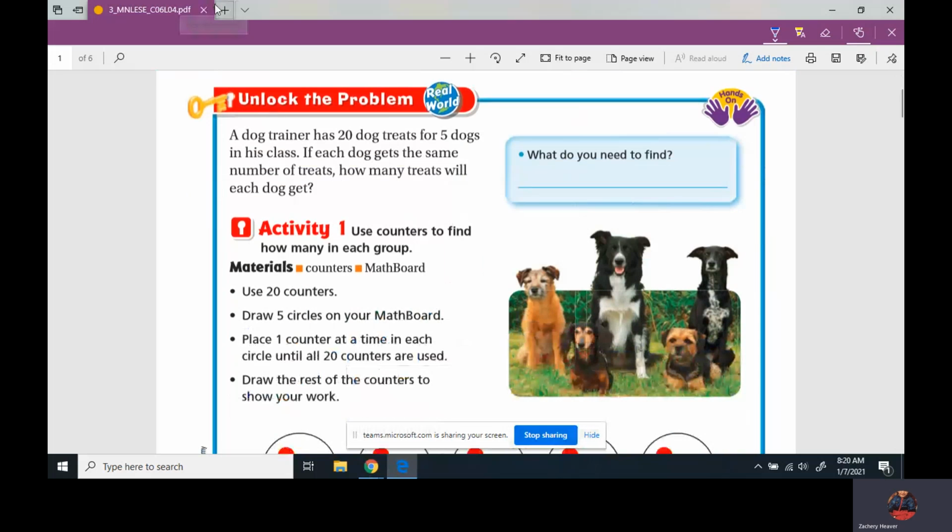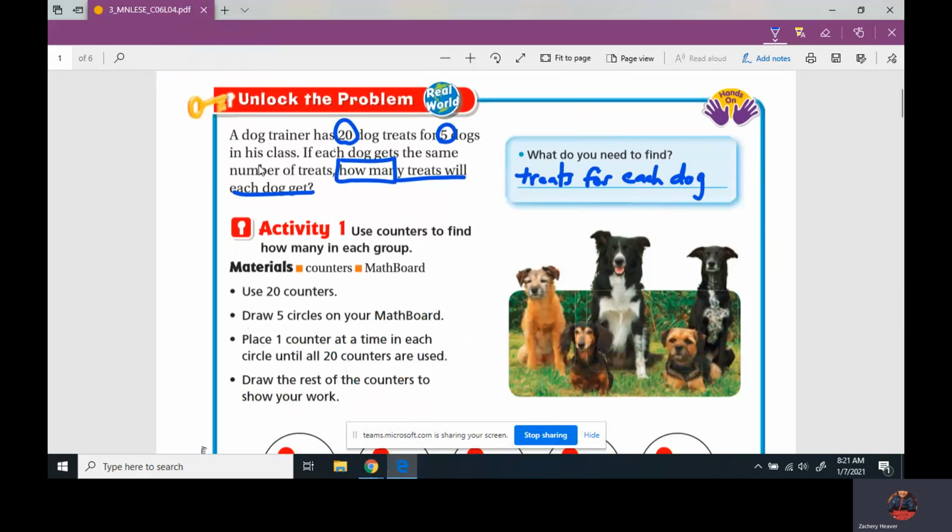A dog trainer has 20 dog treats for 5 dogs in his class. If each dog gets the same number of treats, how many treats will each dog get? So what do we need to find? How many treats for each dog? Treats for each dog. That's what we're looking for. How many treats each dog gets.